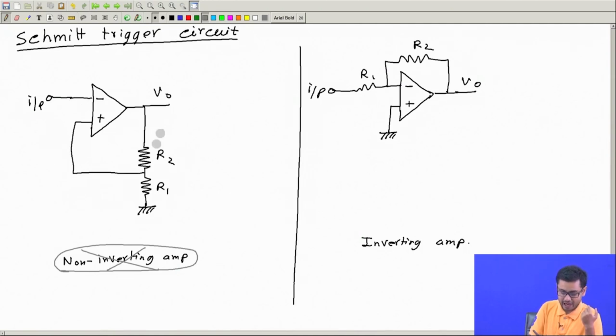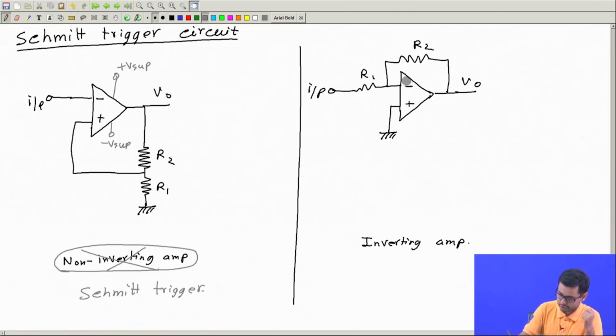Now, in this circuit, output can take only two stable values, which are either plus V supply or minus V supply. These are the only two stable values of the output. Output will not take any other value between plus and minus V supply. So, this is not an amplifier, but this is a Schmitt trigger.